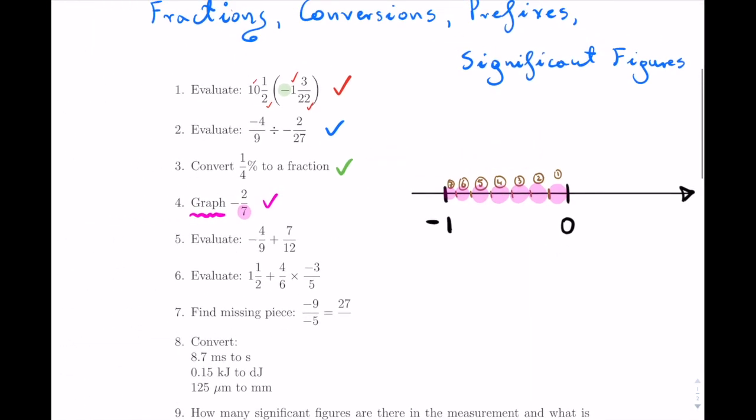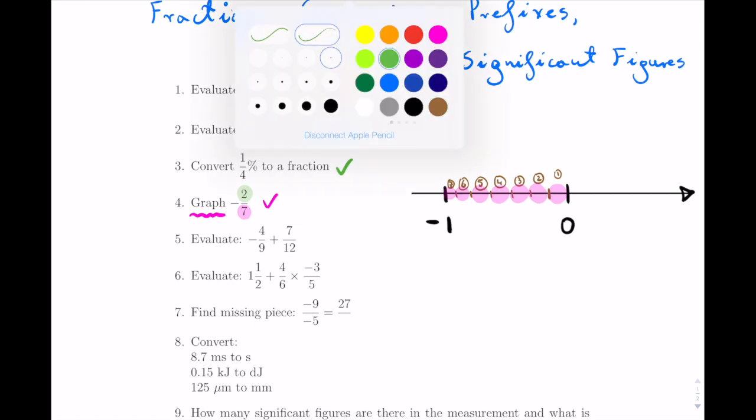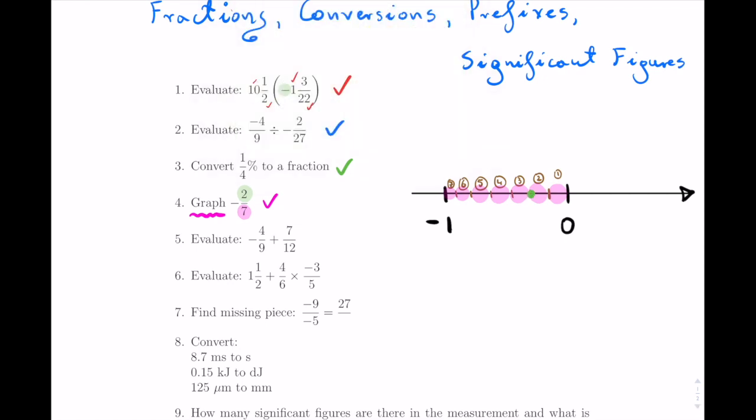Okay, and it's negative, so we want 2 pieces, therefore we're going to be right here. So this is negative 2/7. All right, so when you're counting, count the pieces and not the little lines that you see. Often people get caught up with that. So that's question number 4.